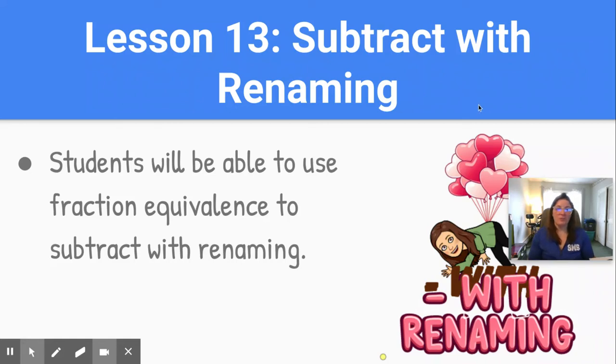Hi students, and welcome to your next math lesson. Today we're looking at the final lesson for Chapter 9, Lesson 13, Subtract with Renaming. Students will be able to use fraction equivalence to subtract with renaming.